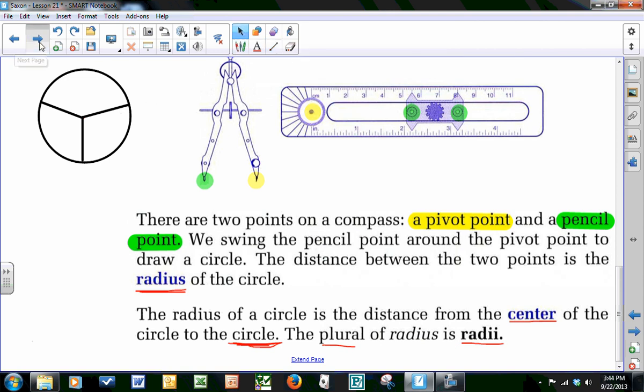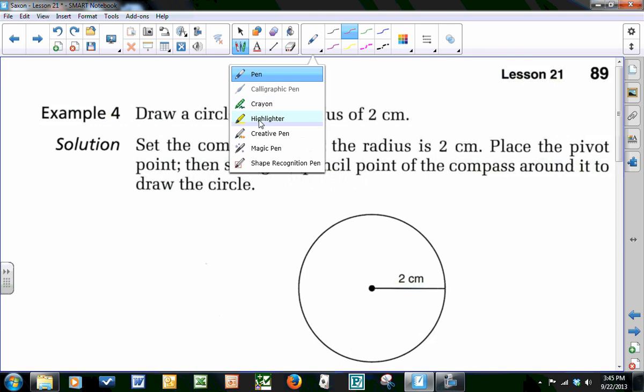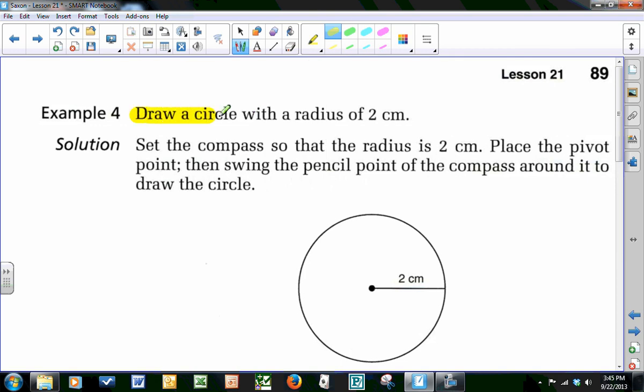So turn in your book to page 89, the next page, and let's look at this example. It's example 4. It wants us to draw a circle with a radius of 2 centimeters. Now this is why you need to know what a radius is. You need to know when you see the word radius, you think, oh, that's from the center out to the edge. From the center out to the edge. That's 2 centimeters, just like they have that labeled there.